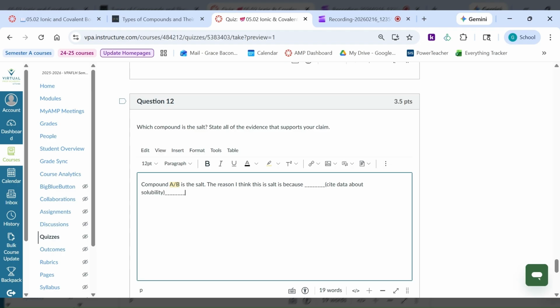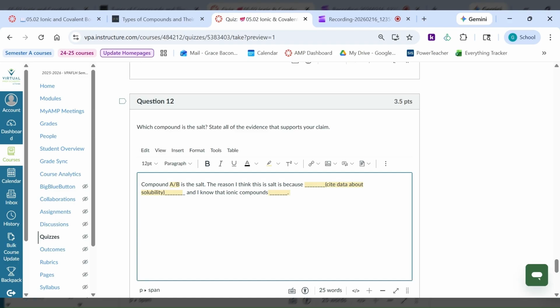And I know that ionic compounds, and you're going to explain why that means it's an ionic compound. So here, I'm citing my data. And then here I'm connecting it back to what I'm claiming. I'm saying, okay, because this is what my data showed about solubility, that means it has to be an ionic compound. So that means it has to be the salt.